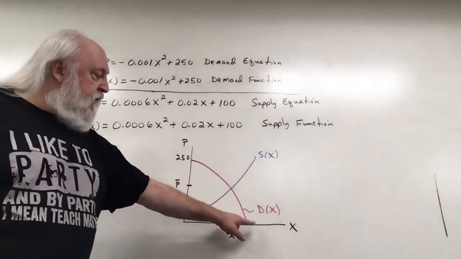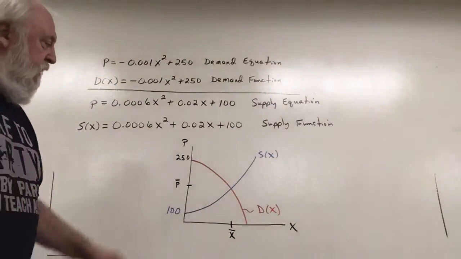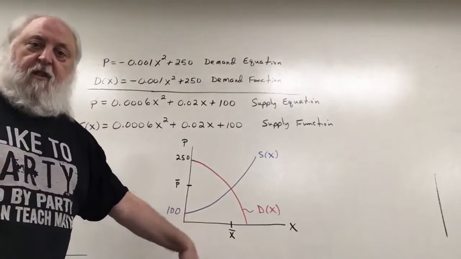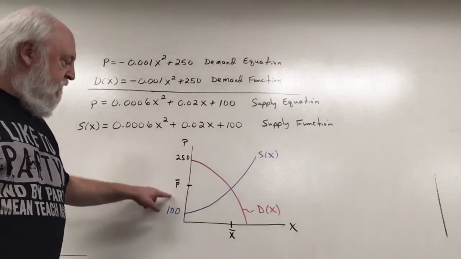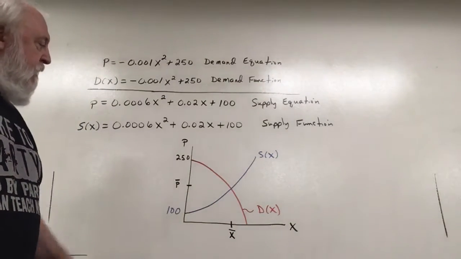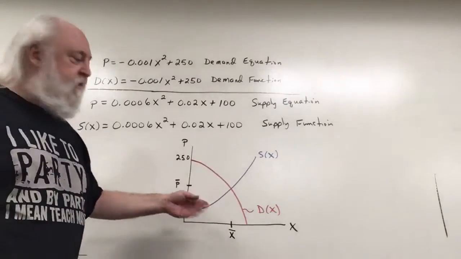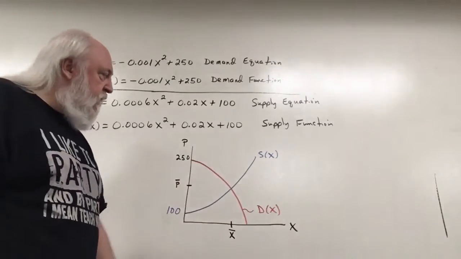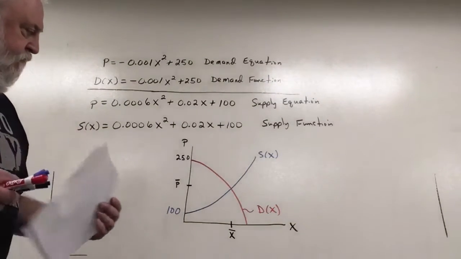The graph of the demand function is in red. The graph of the supply function is in blue. And as we've noted throughout the semester, demand functions are downward sloping, supply functions are upward sloping. The more you want to sell, the more you have to lower your price. And to induce suppliers to supply more to the marketplace, you have to offer them a higher price for their good. So both of these make sense: the supply function being upward sloping, the demand function being downward sloping.